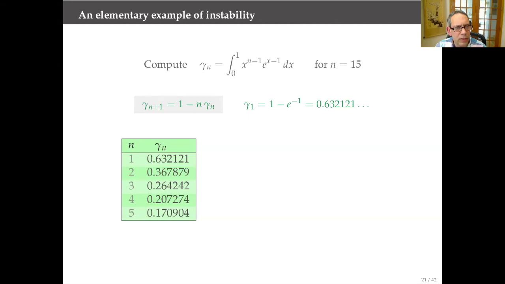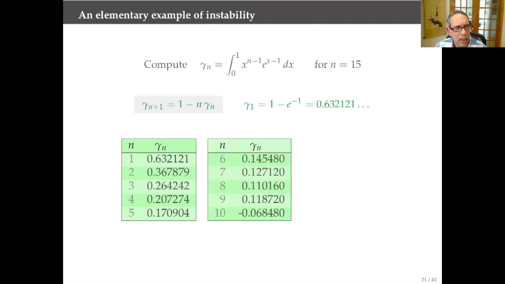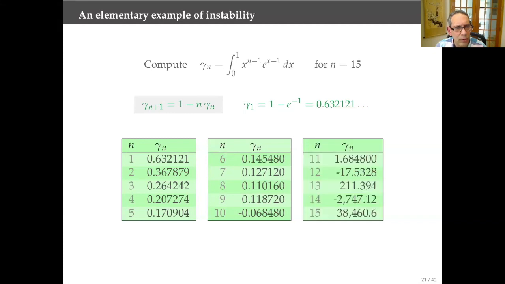Looks reasonable because these are supposed to be positive numbers going down towards 0. Then I do it again. I get 0.14 and so forth. And it all looks reasonable till the 10th one, when all of a sudden it goes a little negative, which it shouldn't, but let's be hopeful and keep going. I keep going and it goes absolutely crazy. So I get as my answer 38,000 when I know the answer is really a number between 0 and 1.